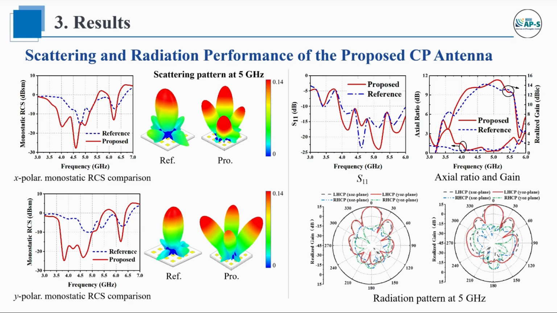Because of its good CP radiation performance and low in-band RCS characteristics, the proposed antenna array is a good candidate for low observability platforms.